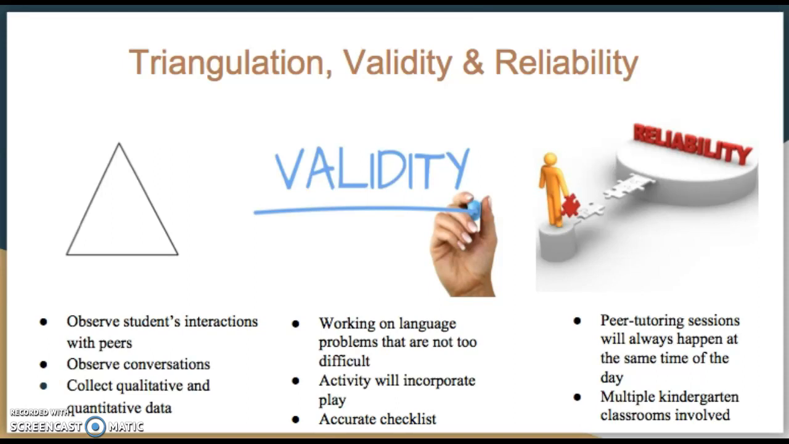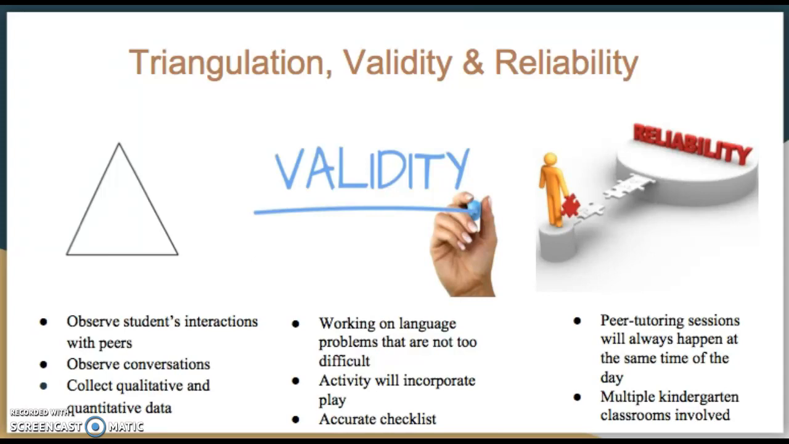In regards to validity, I will make sure that language problems are not too hard. If they are too hard, the students will not engage in the activity with their peers. I'll also make sure that the activity incorporates play so that students are learning to interact with others. This will prepare students to continue to interact after the activity, and the checklist will accurately measure the student's level of interaction with others. For reliability, the study will happen multiple times to ensure reliability.